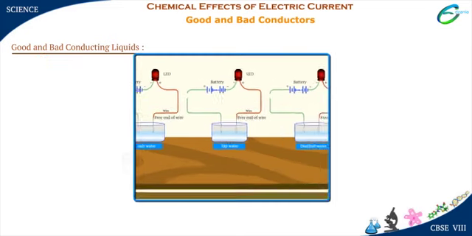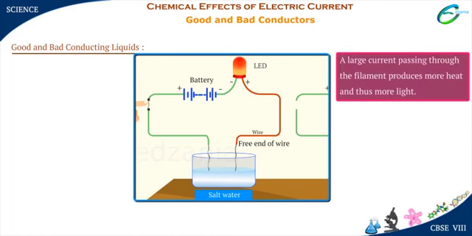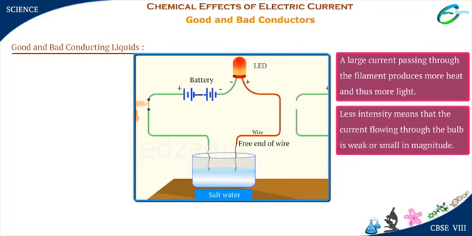Let us see tester circuit 1. When we switch on the battery knob in tester circuit 1, the light is emitted in a bulb because of the heating effect of current passing through its filament. A large current passing through the filament produces more heat and thus more intense light. Less intensity means that the current flowing through the bulb is weak or small in magnitude.